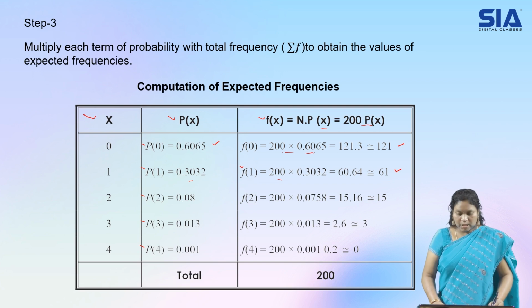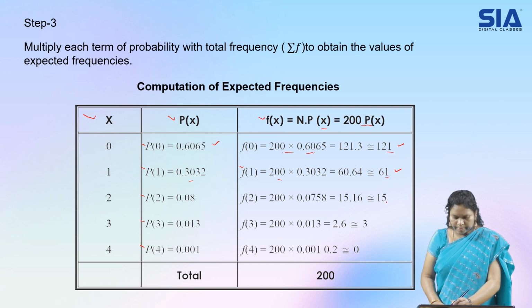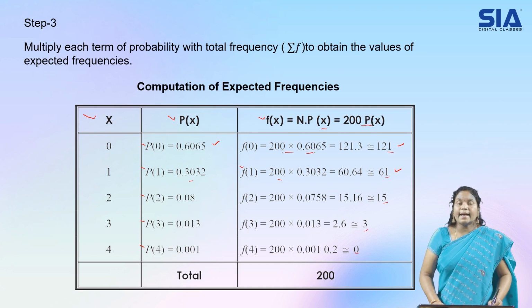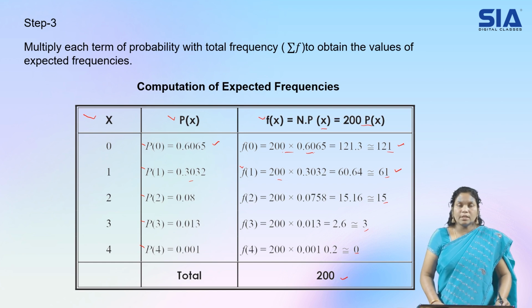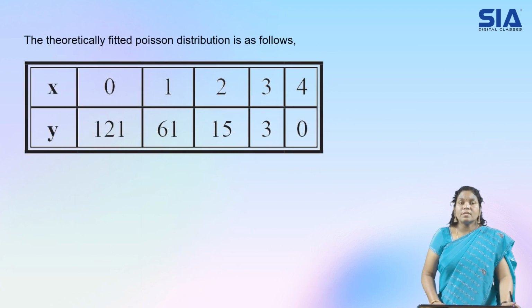Now add up all those values: 121 plus 61 plus 15 plus 3 plus 0, that goes to 200. So check it out, whatever capital N value, total of frequency, you got, the expected frequencies also give exactly the same, that is N is equal to N, or summation f is equal to summation f. Whenever we do a Poisson distribution or binomial distribution, whichever distribution you are trying to do, we try to get the observed frequencies exactly equal to the expected frequencies. That we have achieved here. So this is how we do the Poisson distribution problem.